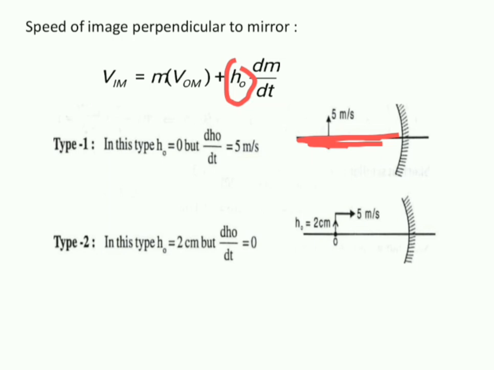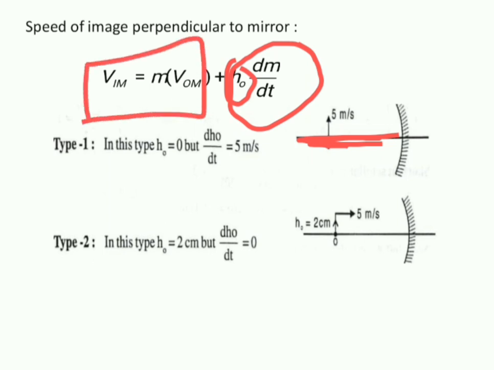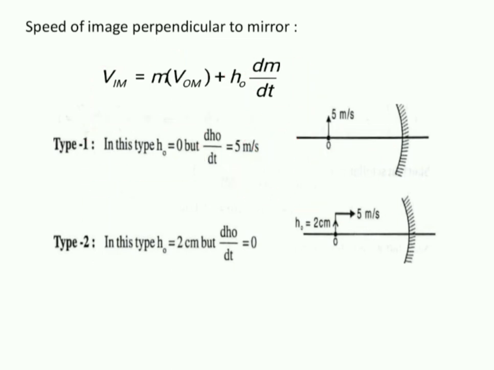If h naught is 0, you don't have to evaluate this part. So we will only get this part of the formula: velocity of image with respect to mirror is m into velocity of object with respect to mirror. So take care while solving the question. Look at the two types. In the first type, the foot of the object is on the principal axis, so h naught is 0, and it is moving vertically upward. That means it's moving parallel to the mirror and perpendicular to the principal axis.